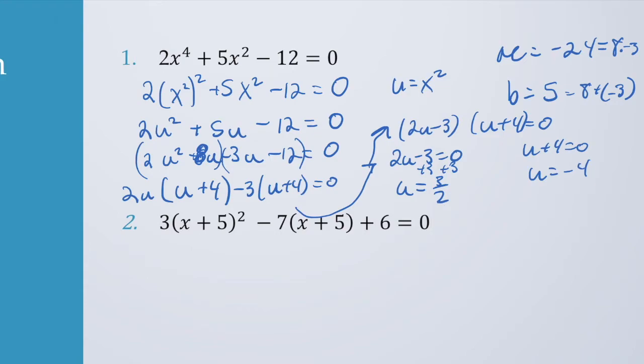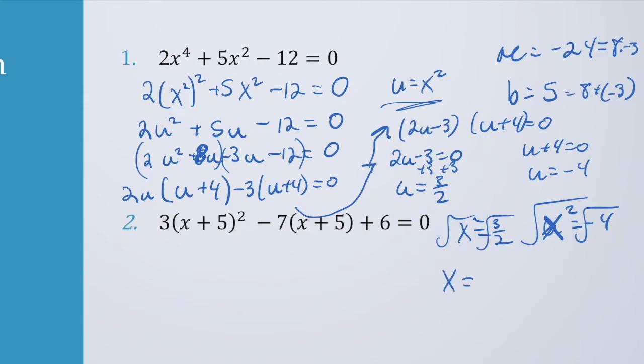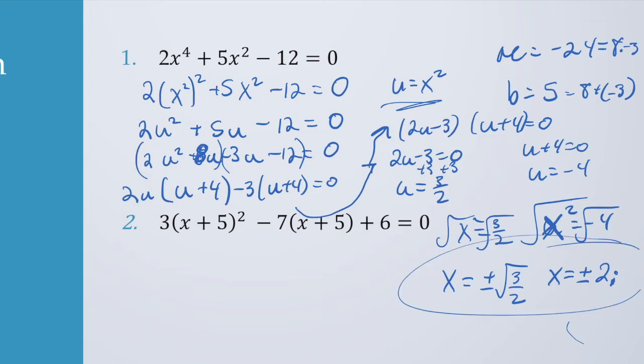So that's our u. But wait, x didn't equal u. u equaled x squared. So now I have x squared equals 3 halves, and x squared equals negative 4. And I can take the square root of both sides to solve these. So I get x equals plus or minus the square root of 3 halves, and I get x equals plus or minus the square root of negative 4, that'd be 2i. So those are my 4 solutions for this first problem.